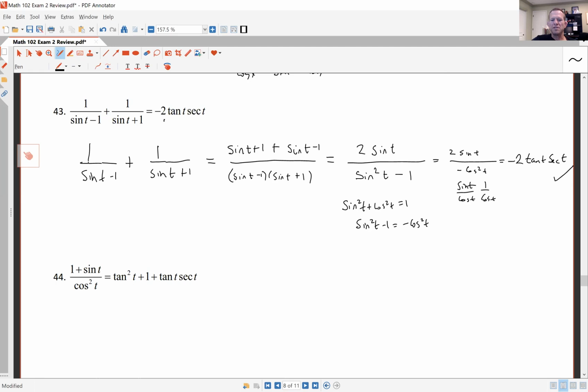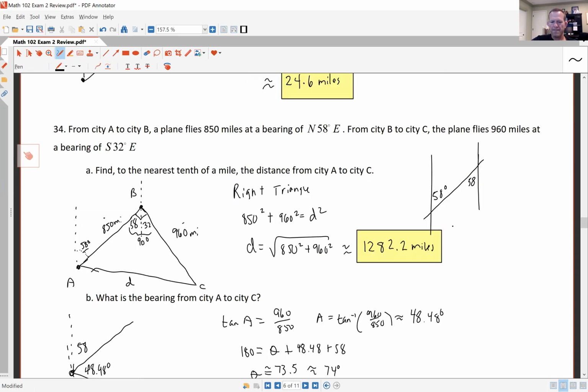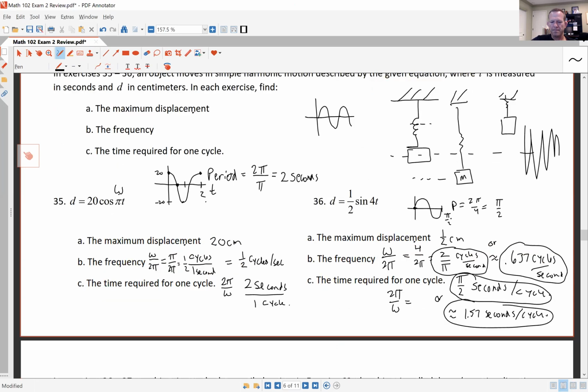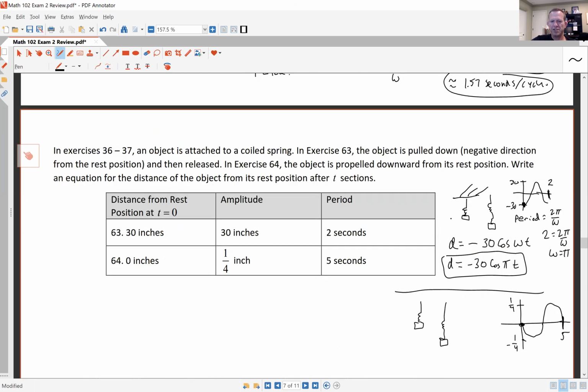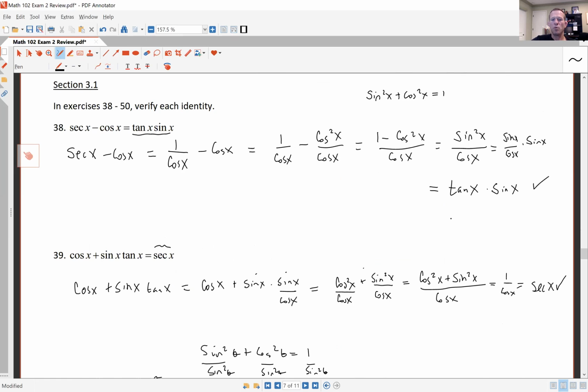This concludes section 3.1, part 1 review. I'll do the rest of these identities in part 2 for section 3.1. Section 3.1, Part 1 review.